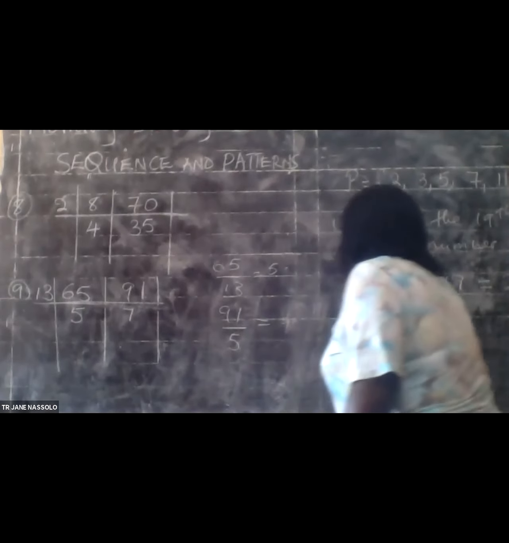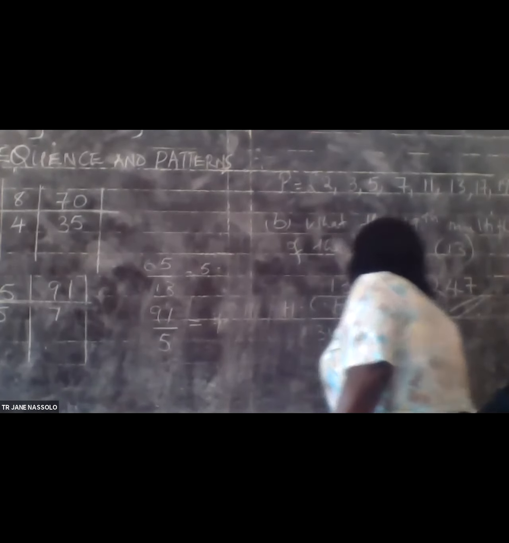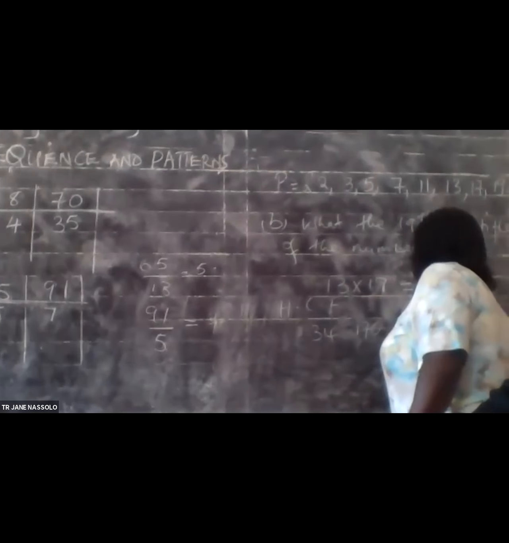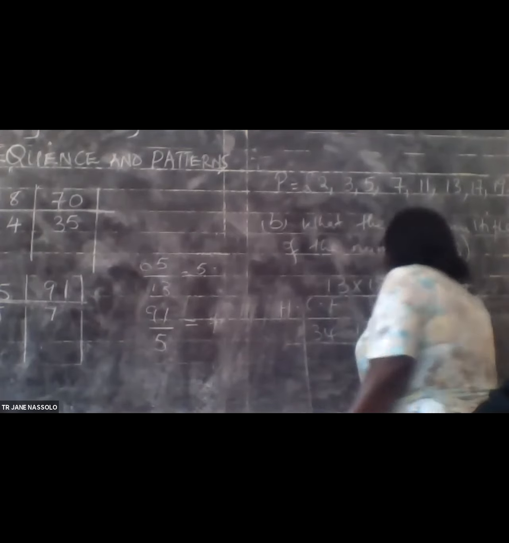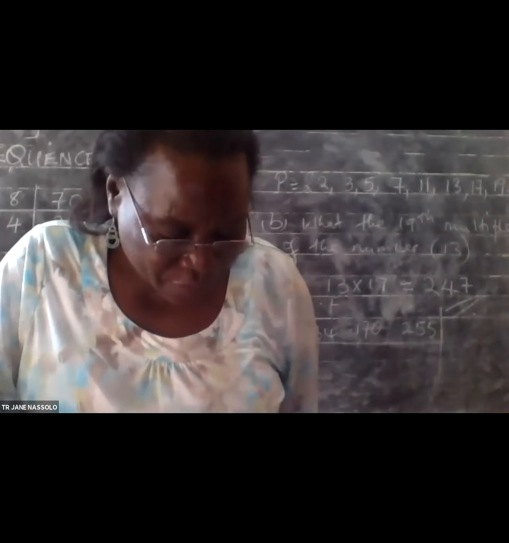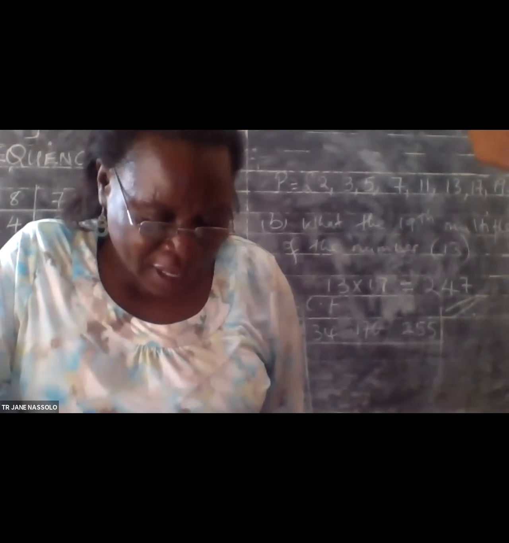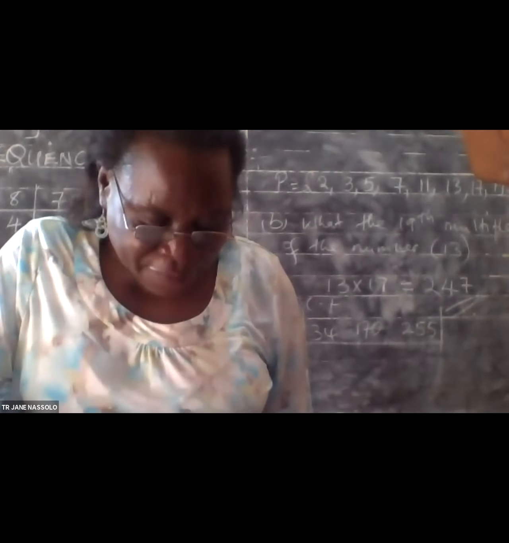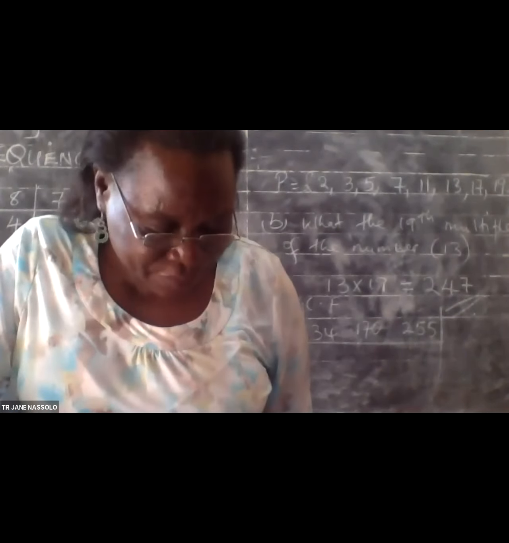Find the highest common factor of 34, 170, then 255. When you find the highest common factor, you will get it as 17. That is very good. Question number 11. Three multiples of a number are 38, 95, and 133. What is the number?